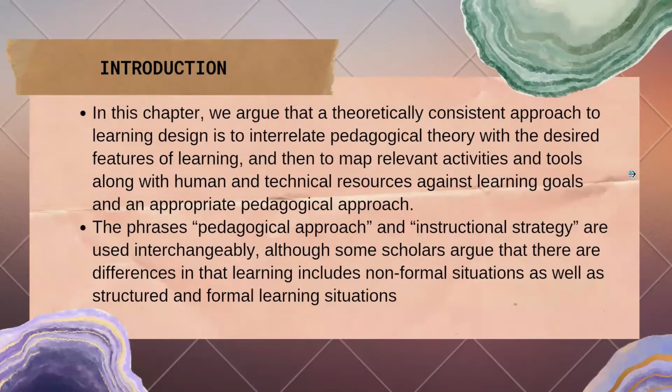In this chapter, we argue that a theoretically consistent approach to learning design is to interrelate pedagogical theory with the desired features of learning, and then to map relevant activities and tools along with human and technical resources against learning goals and an appropriate pedagogical approach. The phrases pedagogical approach and instructional strategy are used interchangeably, although some scholars argue that there are differences in that learning includes non-formal situations as well as structured and formal learning situations.